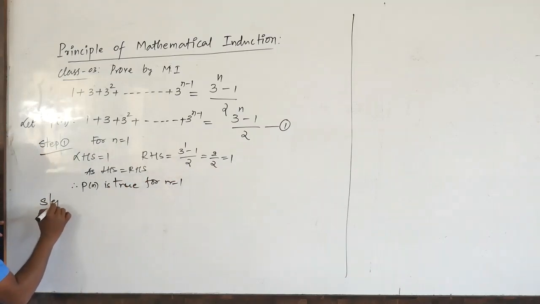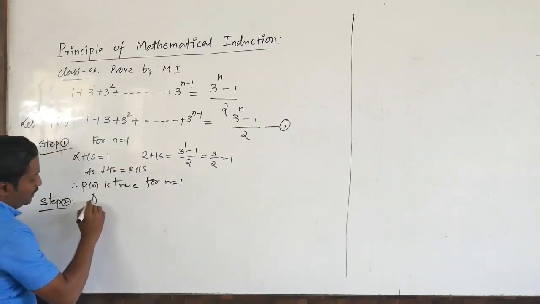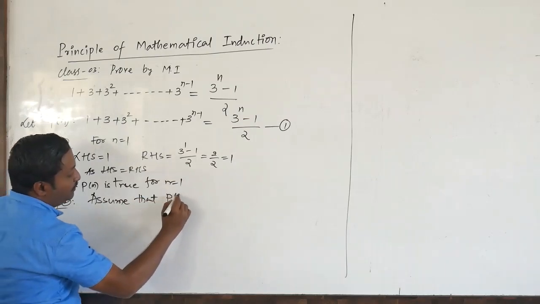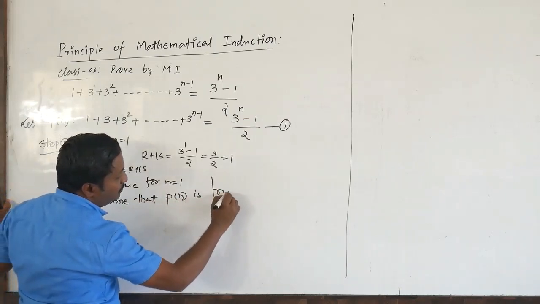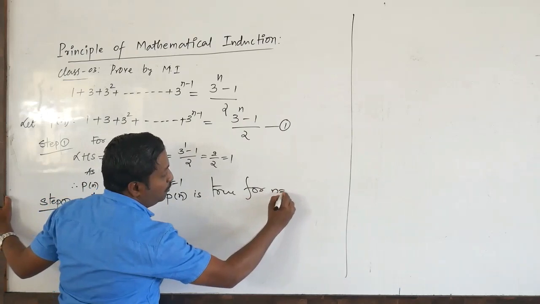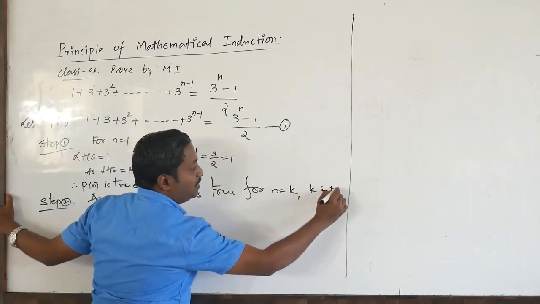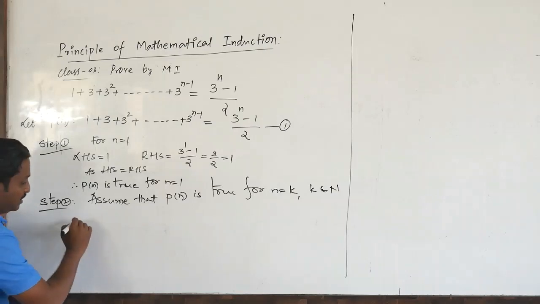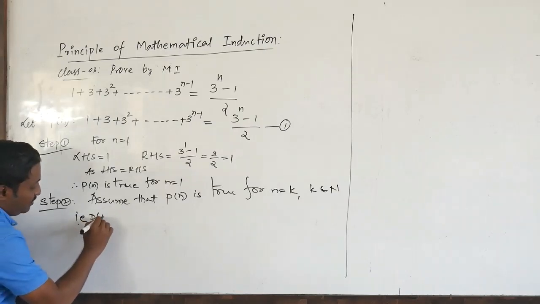So step 2, assume that P of n is true for n equal to k, where k is any natural number. That is P of k.